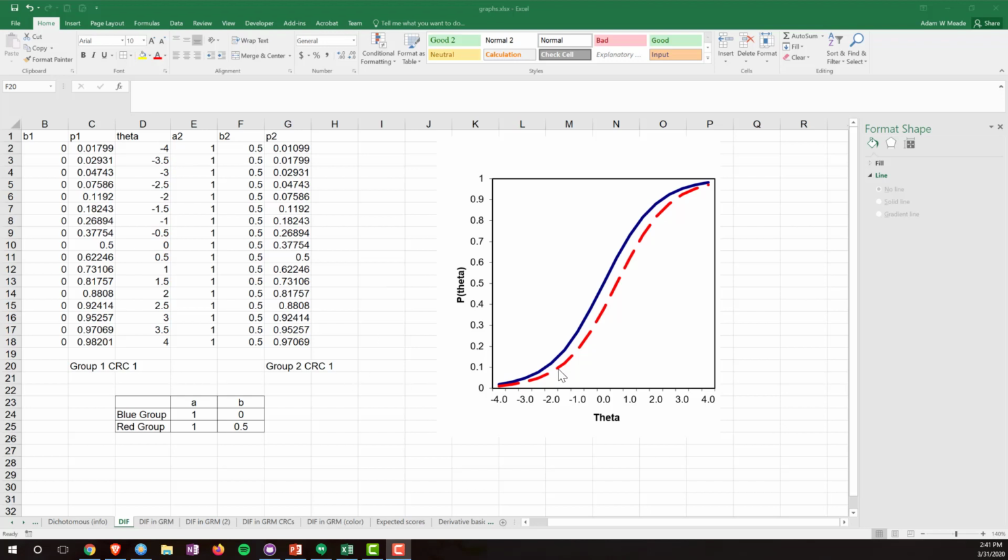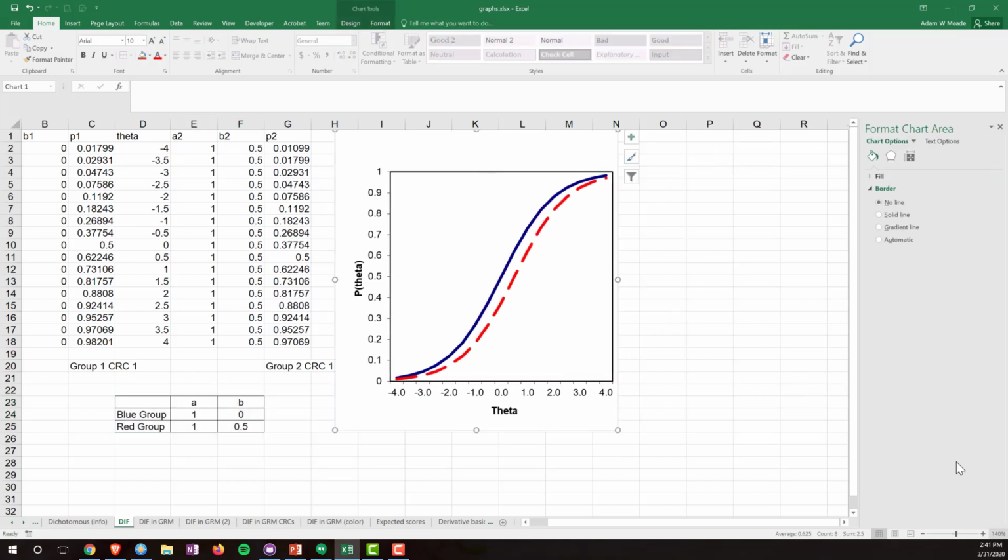So imagine a scenario where you have this situation. We've got two groups, a red group and a blue group, and I put their item parameters down here, and I've mapped everything over to their item parameters. So we're computing a p-value in the red group and a p-value in the blue group, and then we're graphing those two sets of p-values.